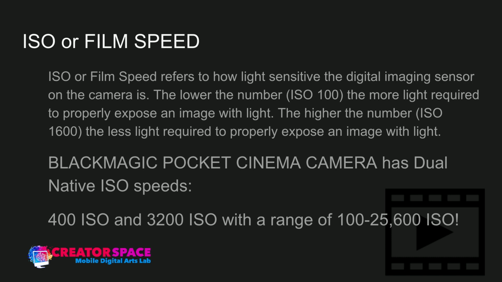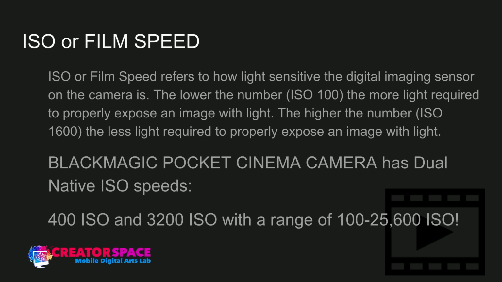Our LED monitor on the back of the camera is a guidepost: what you see is what you get. It's instant, you see it and you can react to it. It gives you a real representation of what the image looks like, but we'll also look at some of the scientific ways to check that. The Blackmagic Pocket Cinema Camera 4K also has dual native ISO speeds, 400 and 3200, with a range of 100 to 25,600.